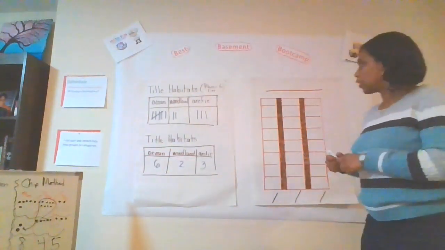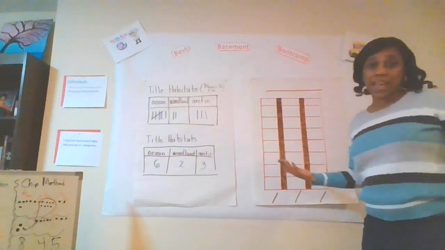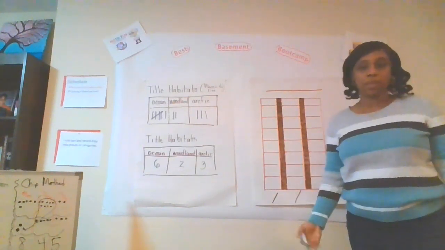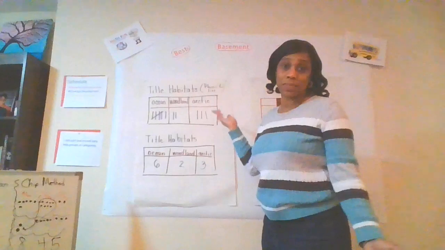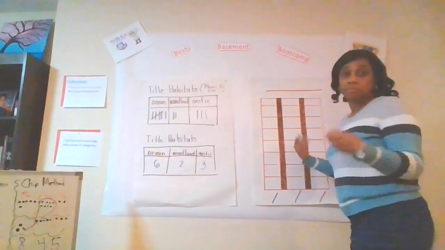There are a few basic things that we always start off with. We have to have a title because somebody has to know, well, what are we graphing? We're graphing the habitats of animals. So we can put habitats.